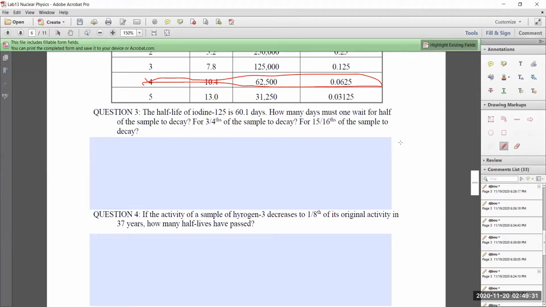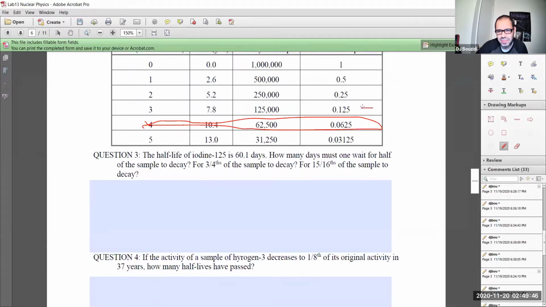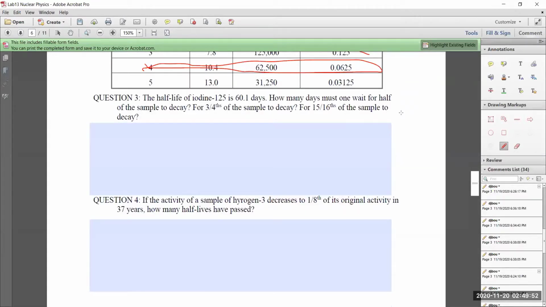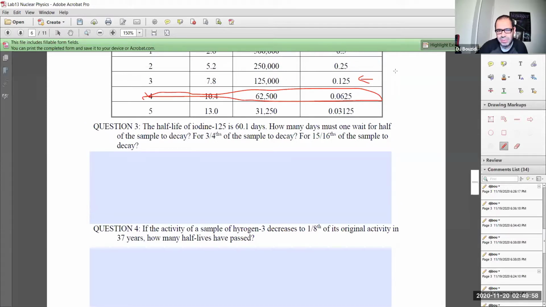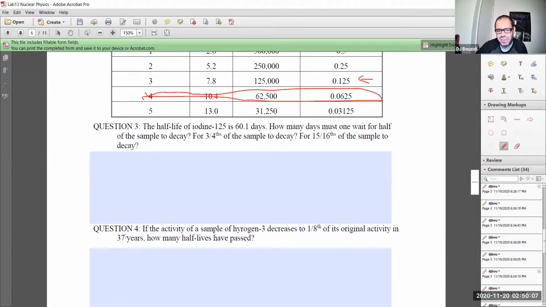So if the activity of the sample of hydrogen-3 decays to 1/8 of its original activity in 37 years, how many half-lives have passed? This is the eighth, basically. 3. So whatever you started with, you're left with an eighth. So it would be 3 half-lives, right? 3 half-lives is 37 years. How much is the half-life?